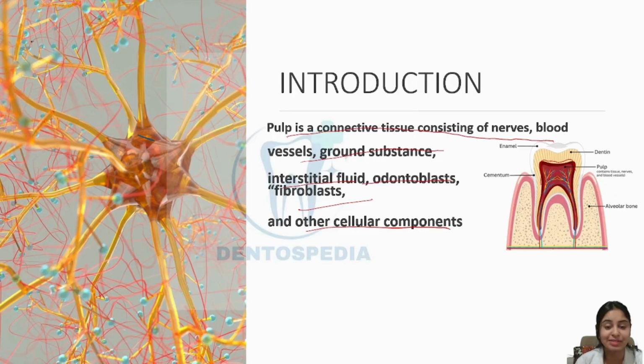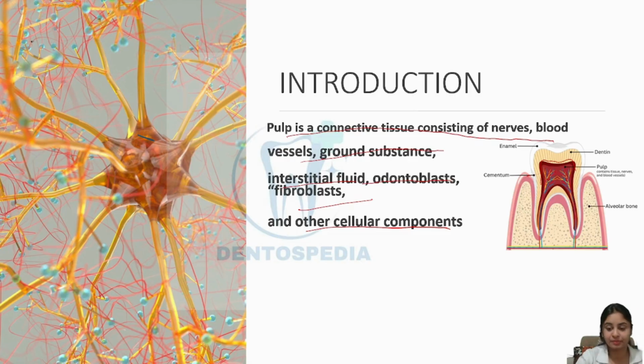And why is this pulp unique? Because unlike any other tissue in the body, it is trapped inside this closed chamber, and so whenever any inflammation occurs, even a mild one, this pulp cannot expand after a certain limit, and this is why the pulp pain is so intense.